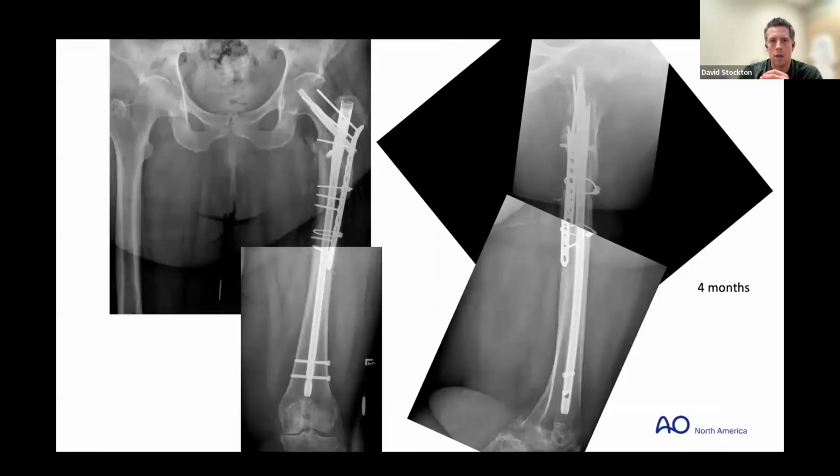And she's doing well at 4 months. She hasn't fully bridged, but she seems like she's retaining her hardware and laying down some bone. So hopefully she's on her way, but I wouldn't say she's completely out of the woods yet.